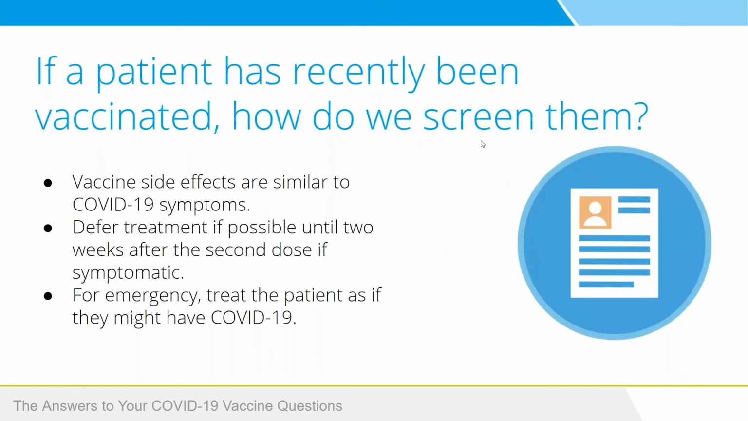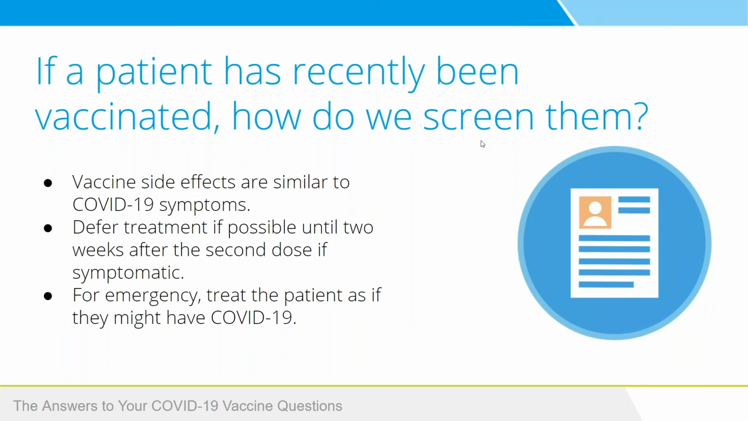Now, what if your patient got vaccinated? So we talked a minute ago about if you were vaccinated and then end up with some symptoms, what are you supposed to do in terms of coming to work and quarantining? Similarly, you may have a patient who just got vaccinated, and when you screen them, they may then have symptoms of COVID-19. So, like I said, vaccine symptoms are similar. What the CDC is asking is if they are not an emergency patient, if you ask them if they are in the process of getting vaccinated and they have some symptoms of COVID-19, that you defer treatment until 2 weeks after the second dose.